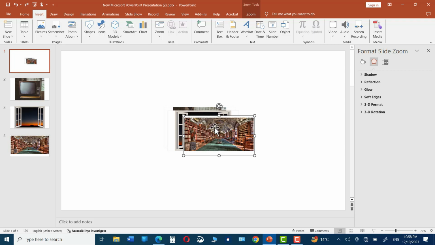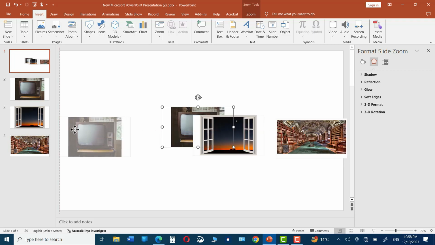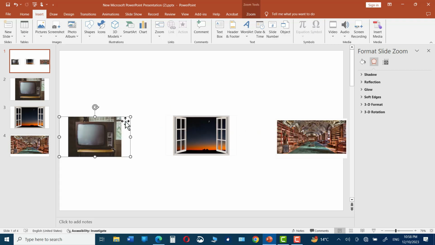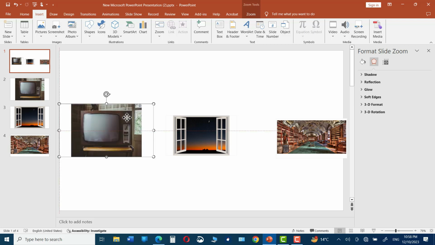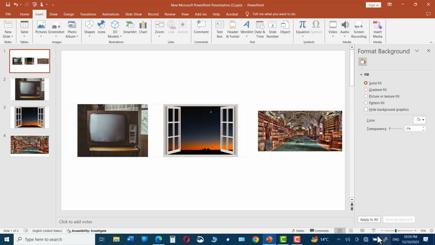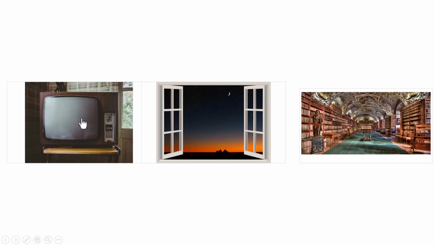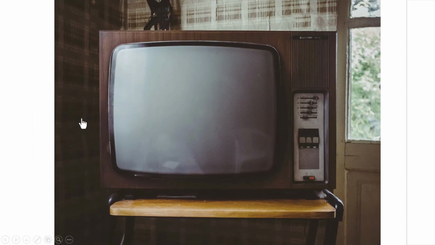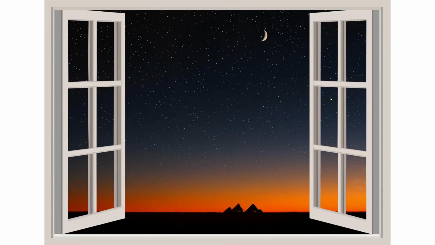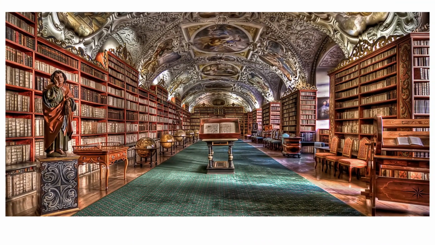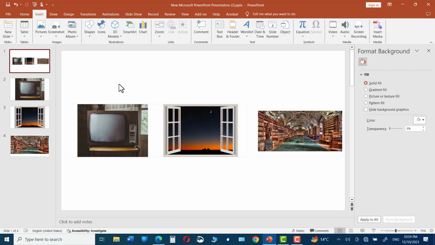Now let me arrange these slides like this. You can simply move them around. You can also increase their size like this. Let's click on slideshow to see how it looks like. Click on first one. It zooms in, goes to the next slide, then goes again to the 3rd slide, and it's finished. Now this was the most basic form of slide zoom in PowerPoint.